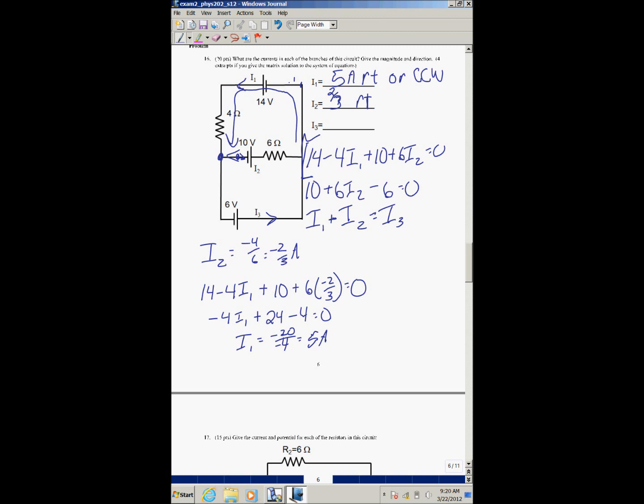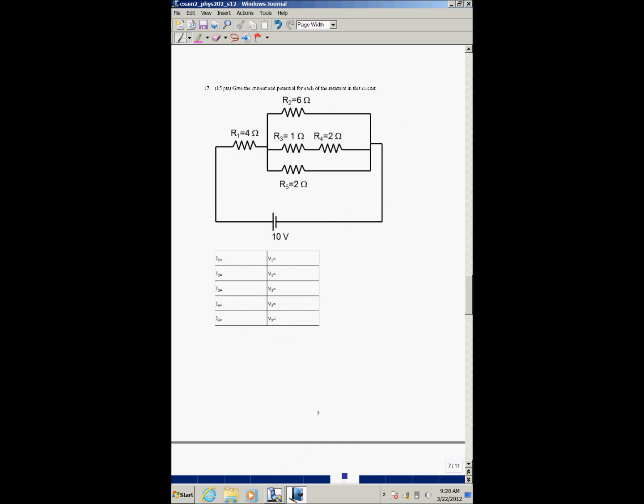So 5 amps. And now I just want to find I3. Well, I3 equals I1 plus I2. That's 5 minus 2/3. Right, because that's I2. Remember, you keep the negative. 5 minus 2/3, let's see, that's 15/3, so it's 13/3. 13/3, and that's to the right. Or, what's this? Counterclockwise. Some of you didn't put the directions, I'll just count off a few points for that.